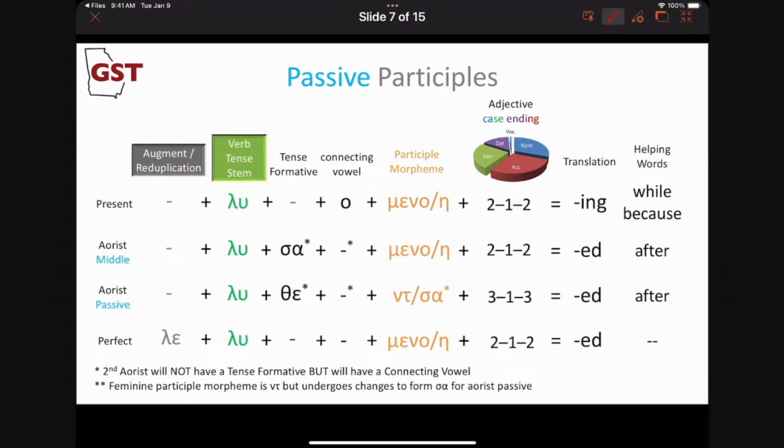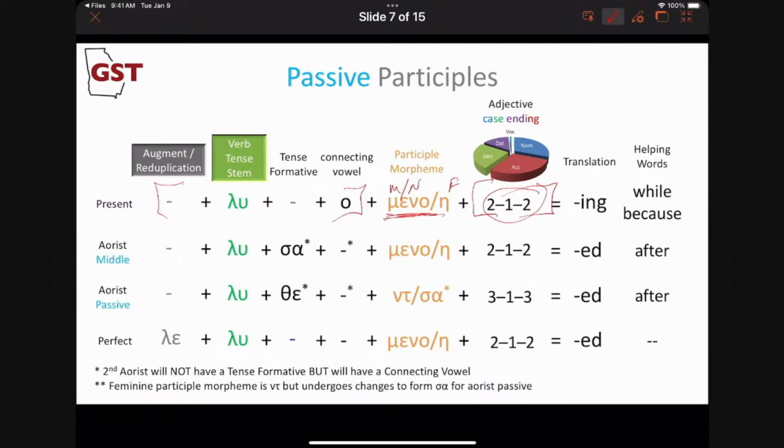The only big difference here is that we're going to use a 2-1-2 pattern for adjectival case endings, right? And we're going to use the participle morphemes, the menos for the masculine and the neuter, and the mene for the feminine, right? 2-1-2 pattern. But the same thing: we have our verbal function, and we have our adjectival function. We work our way outside in.